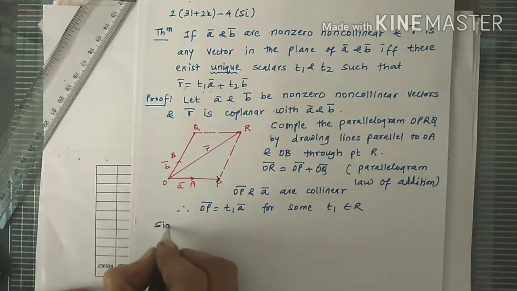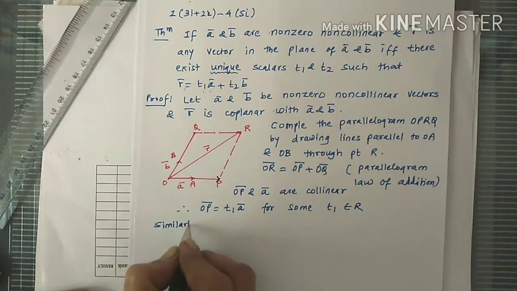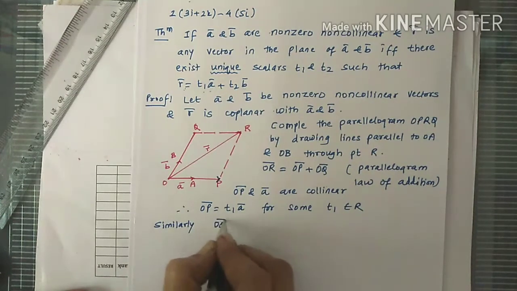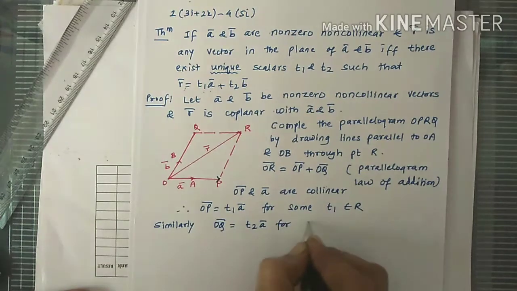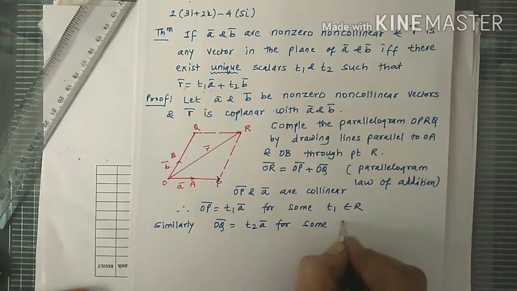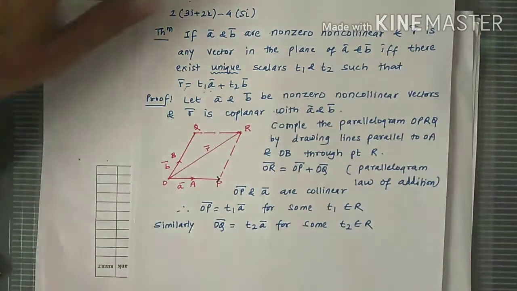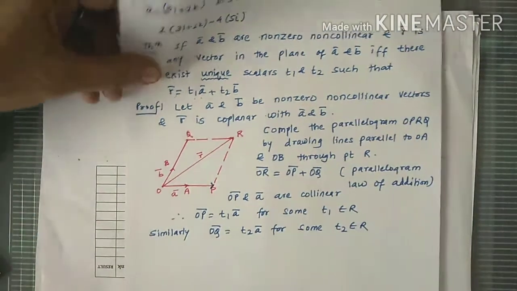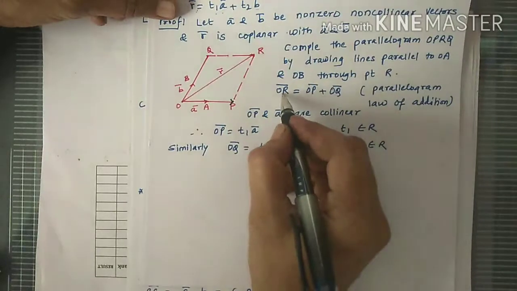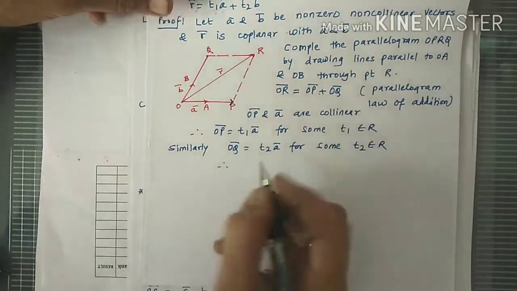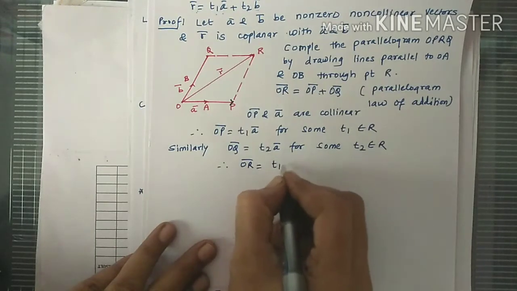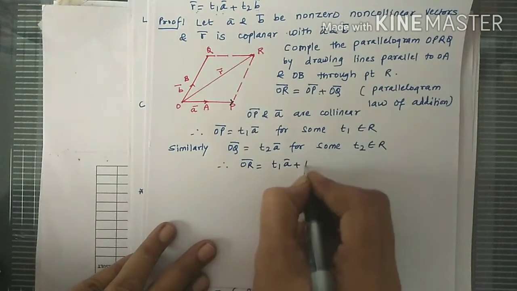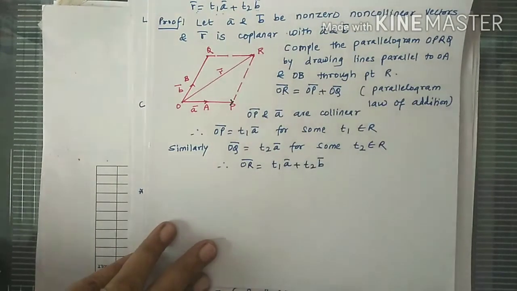Similarly, OQ bar is equal to T2 B bar for some T2 belongs to R. But we have OR bar is equal to OP bar plus OQ bar. So OR bar is equal to T1 A bar plus T2 B bar.